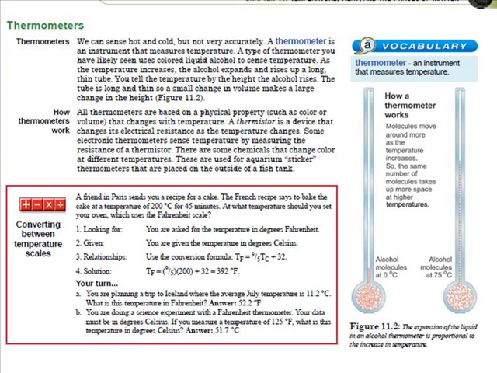A thermistor is a device that changes its electrical resistance as the temperature changes. Some electronic thermometers sense temperature by measuring the resistance of a thermistor. There are some chemicals that change color at different temperatures. These are used for aquarium sticker thermometers that are placed on the outside of a fish tank.